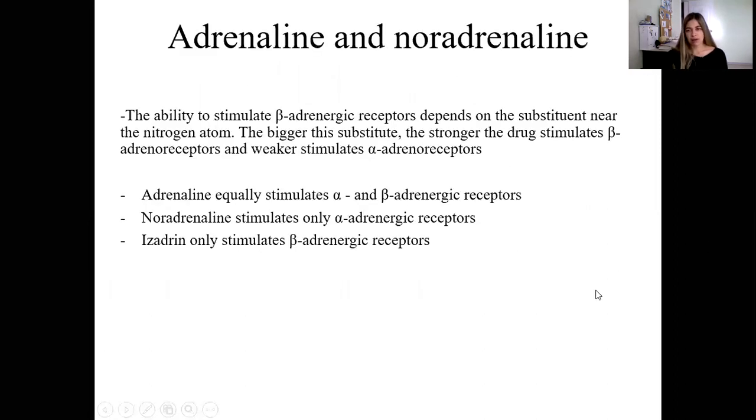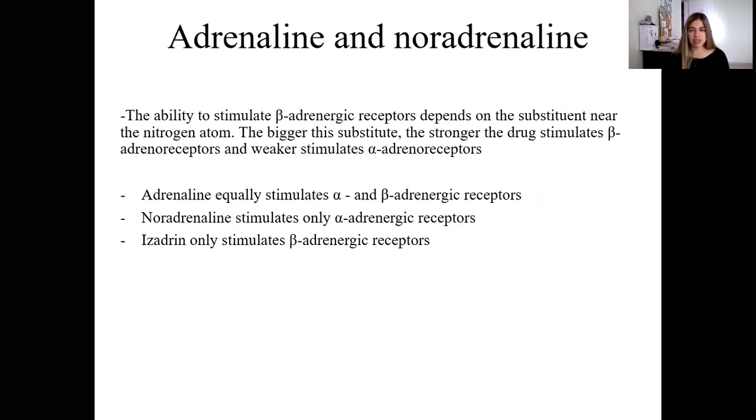Okay, which I already told you a piece of information. The ability to stimulate beta adrenergic receptors depends on the substituent near the nitrogen atom. This means the radical after the amino group. The bigger this radical, this substituent, the stronger the drug stimulates beta receptors and the weaker it stimulates alpha adrenergic receptors. So I told you that already.